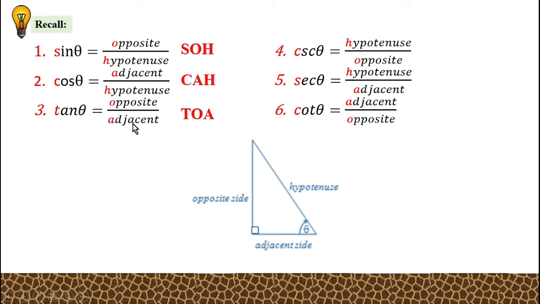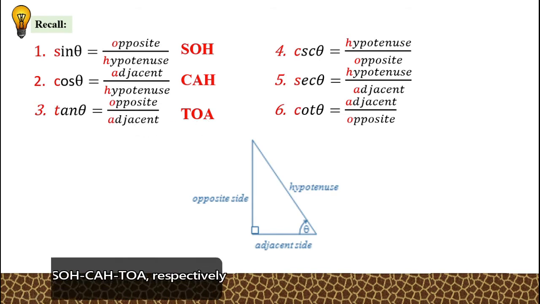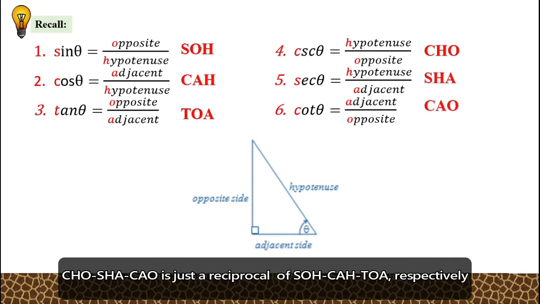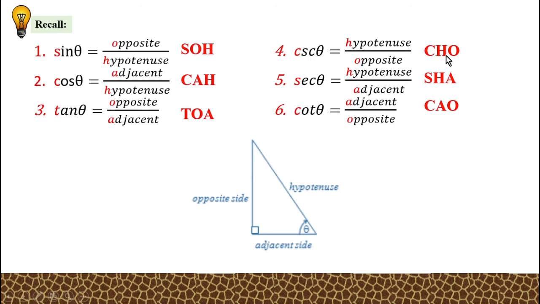Thus, the other three can be obtained using the corresponding reciprocal identities, acronym COSHACOW. C for cosecant theta equals H, hypotenuse, over O, your opposite. S, secant theta equals H, hypotenuse, over A, your adjacent. And your COW, C for cotangent theta equals A, adjacent, over O, your opposite.